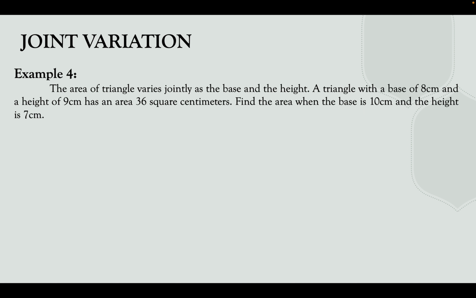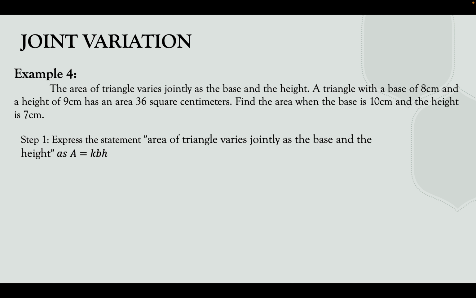So, let's have a word problem example about joint variation. The area of a triangle varies jointly as the base and the height. A triangle with a base of 8 cm and a height of 9 cm has an area of 36 square centimeters. Find the area when the base is 10 cm and the height is 7 cm. So first, we will find the constant of variation of this given problem. Express the statement "area of the triangle varies jointly as the base and height": we have A equals K times B times H.